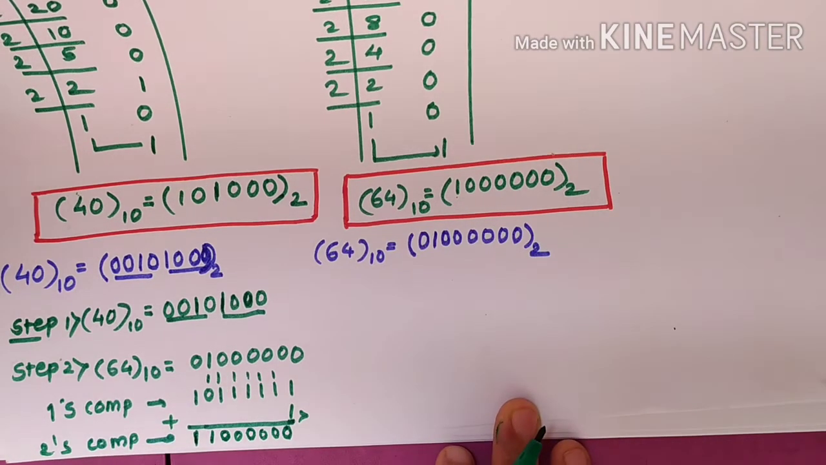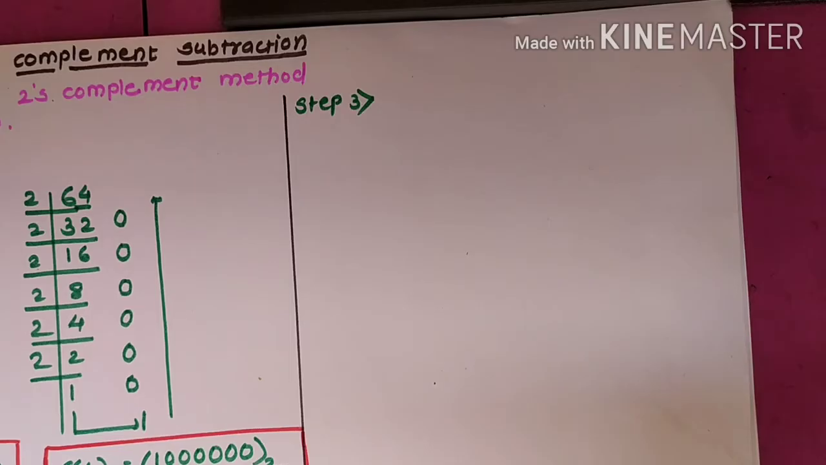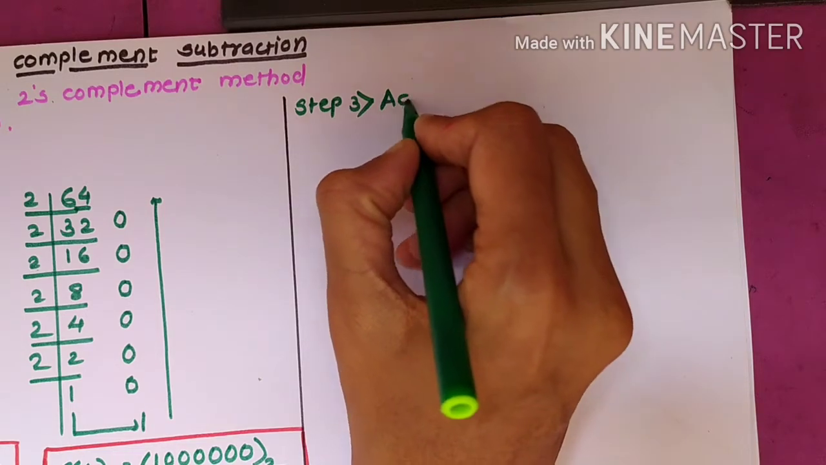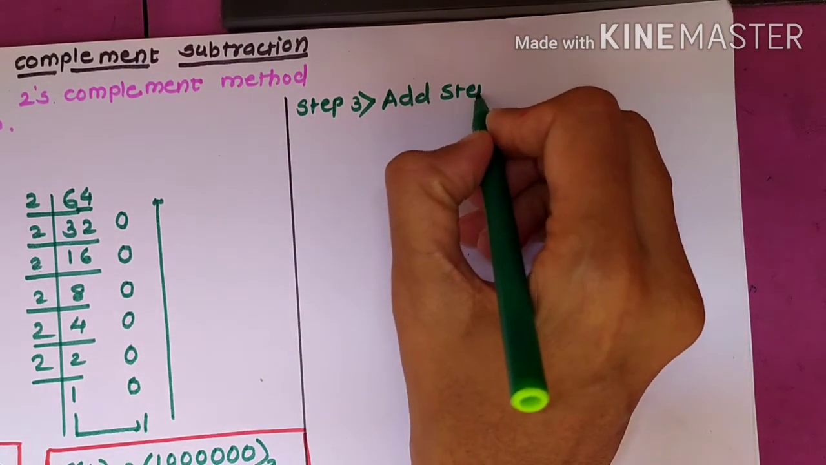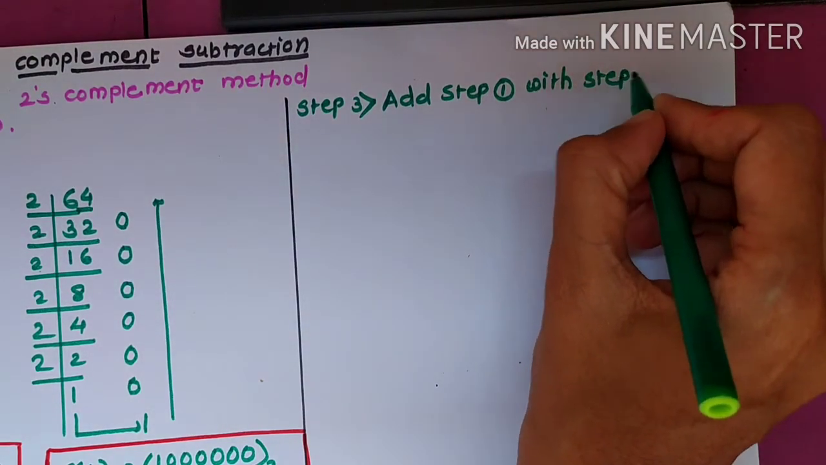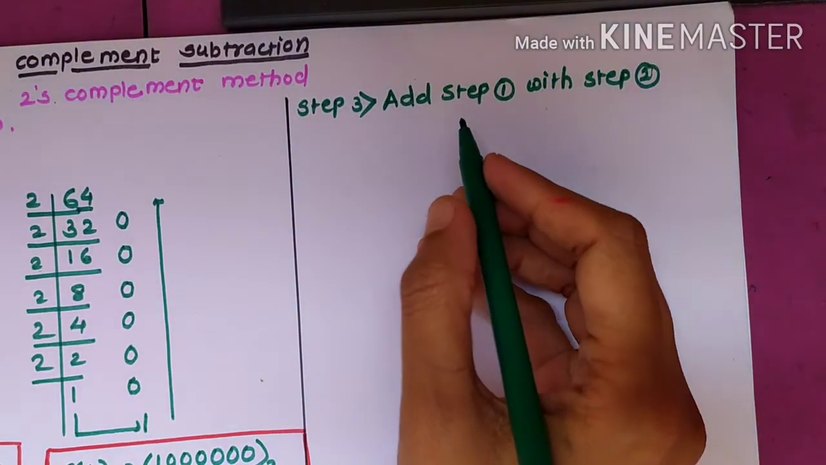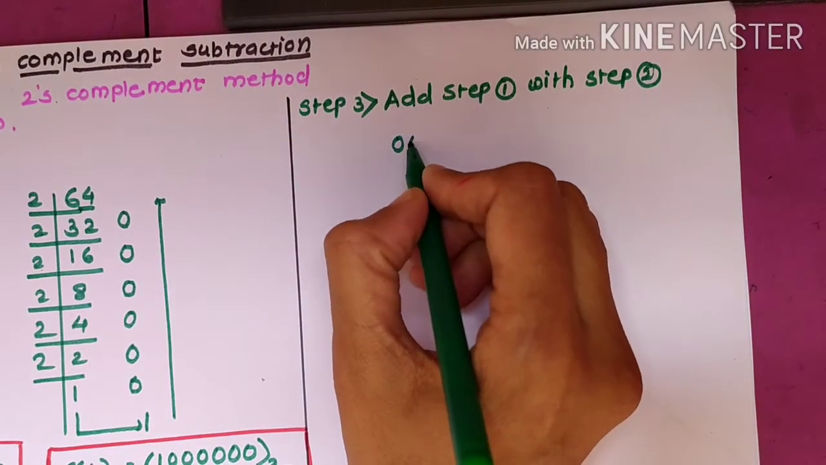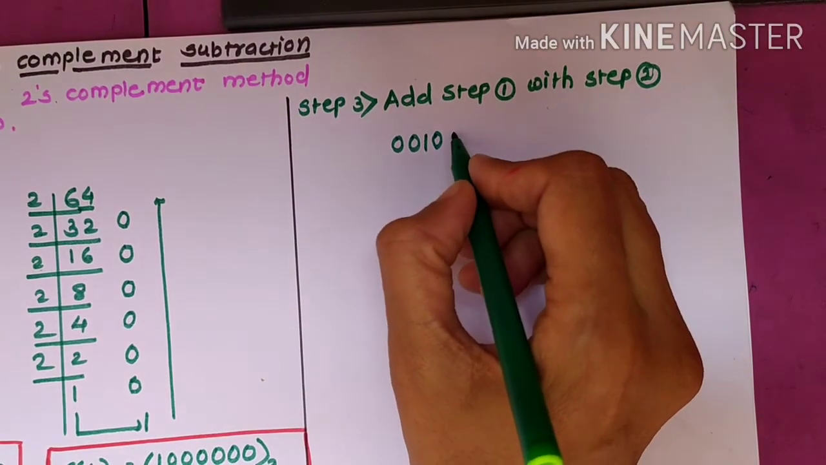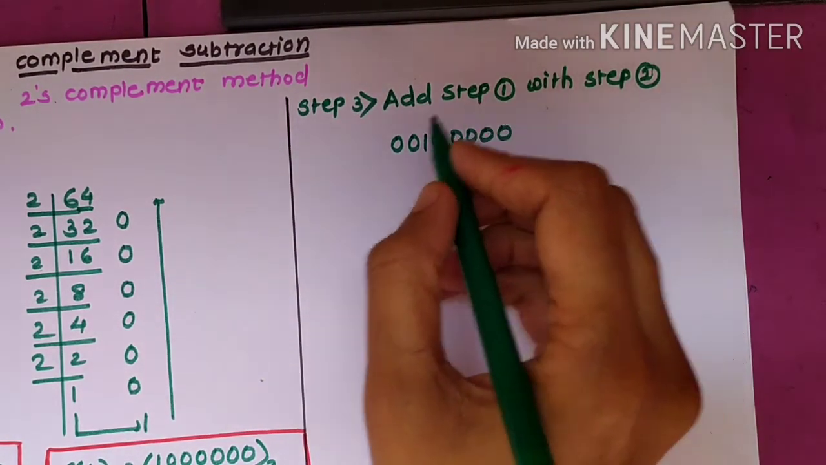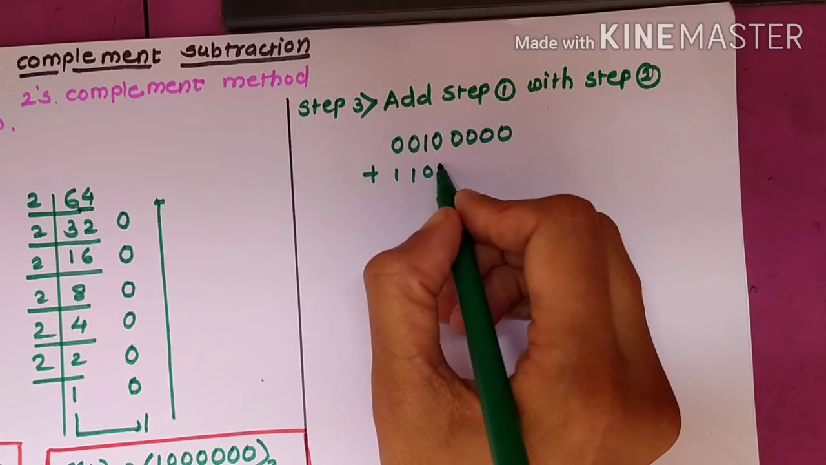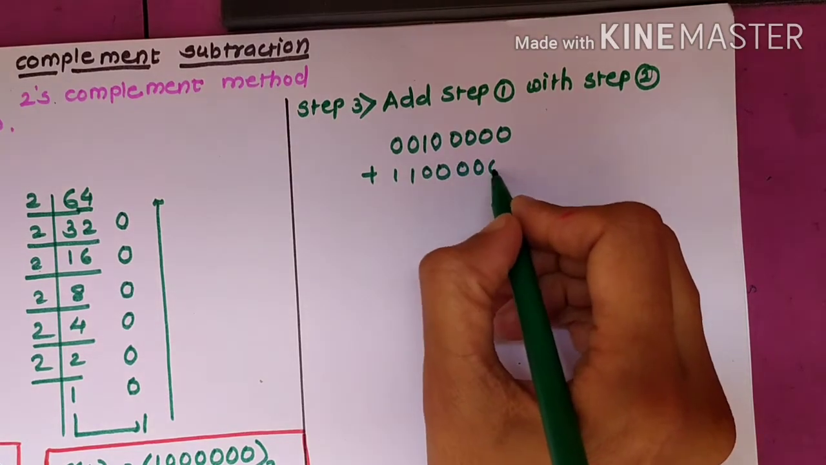Now in step 3 we have to add step 1 with step 2. What is step 1? It is 0 0 1 0 1 0 0 0, plus 1 1 0 0 0 0 0 0.